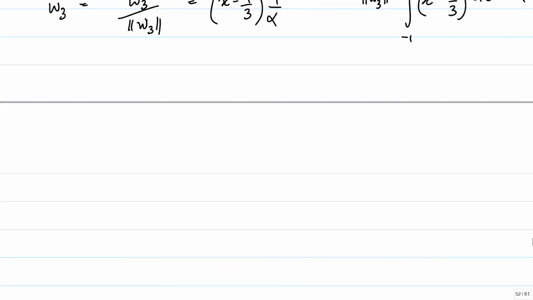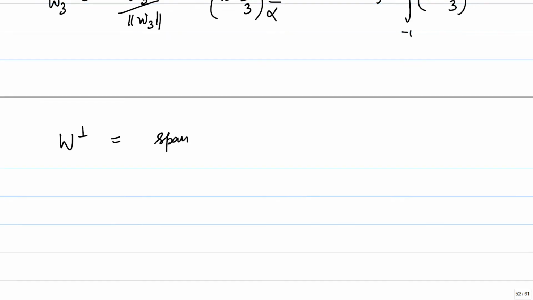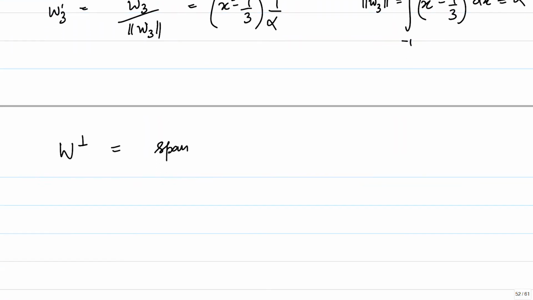So, what is our W3? W3 will be a basis for the orthogonal complement of W. So, the orthogonal complement is the span of W3 or W3 prime, whichever you want. They are after all going to generate the same subspace. So this is just going to be the span of W3, easier. So this is going to be the span of x square minus 1 by 3.